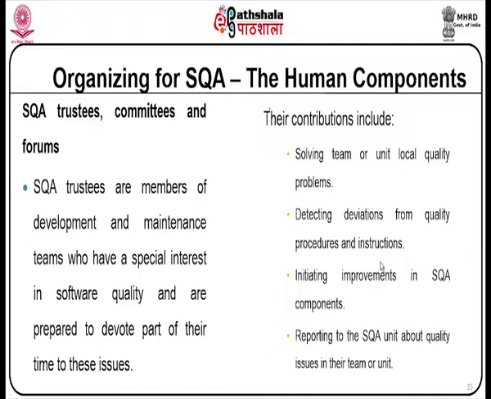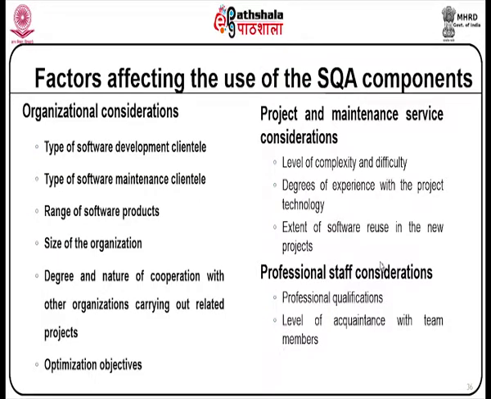Factors affecting the use of software quality assurance components: organizational considerations, types of software development client, types of software maintenance client, range of software products, size of organization, degree and nature of cooperation with the organizations carrying out related projects, optimization objectives.